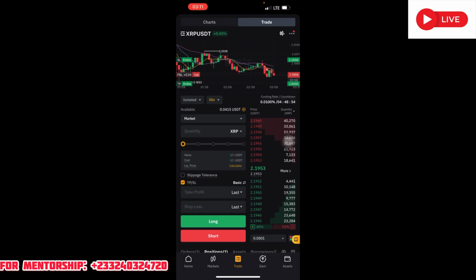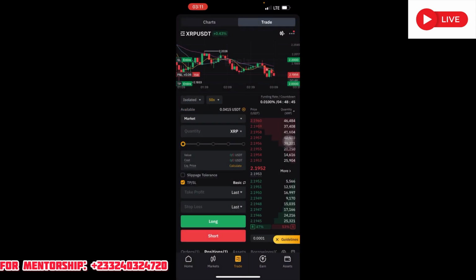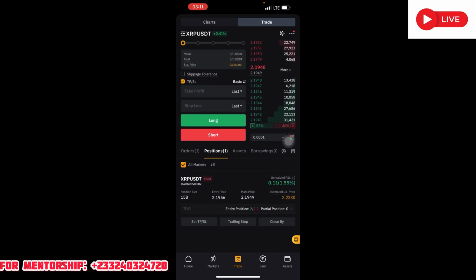If this one is at cross, it means that the moment I'm in the trade, and let's say I'm at 50 times leverage and the money in my account finishes, it will cross to the remaining money in my account that I didn't use to trade. But if it's isolated, the moment the money in my account goes down to hit that point, I'm out. It will sign me out from the trade. And that's how it is.